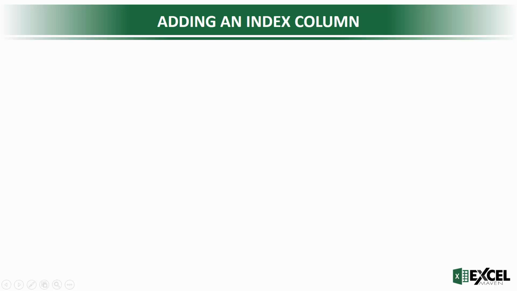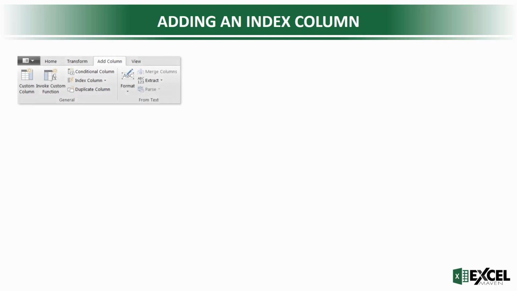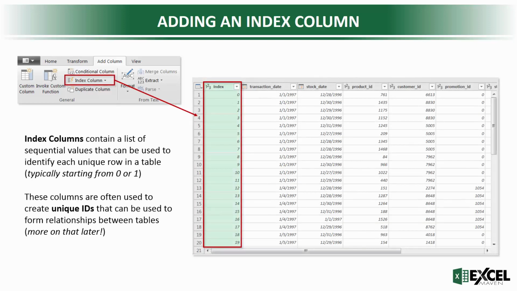All right, going to show you two more types of column calculations in Power Query. The first is super simple. It's called an index column. So in the Add Column menu, you'll see it right here, index column.